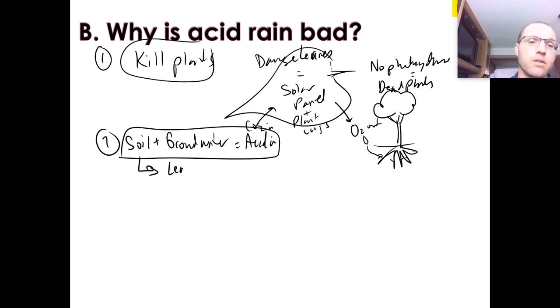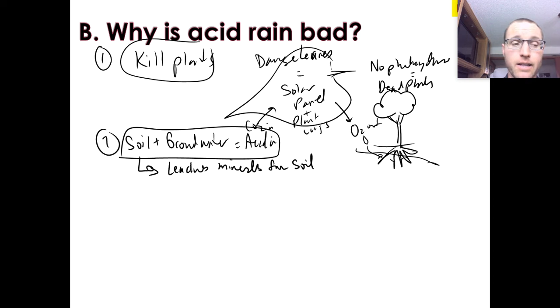So this is going to do what's called leaching. It leaches the minerals, the good stuff, from the soil. This is stuff like phosphates and magnesium that they need to survive. Those are going to wash away downstream because they're being dissolved by the acid. That's what acid's good at doing as well, is breaking things apart with its charges. And that means more dead plants.